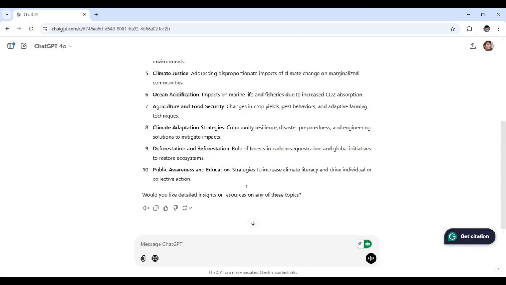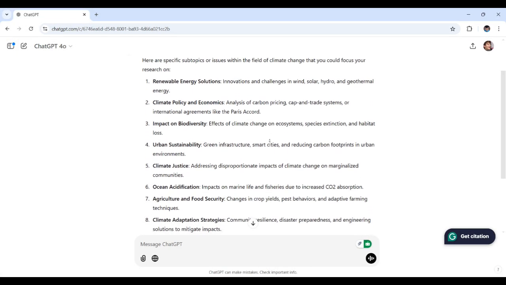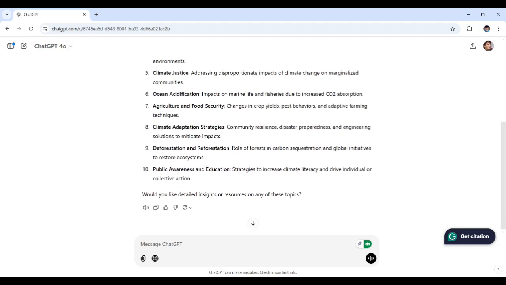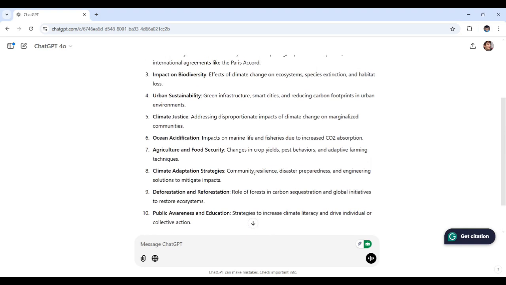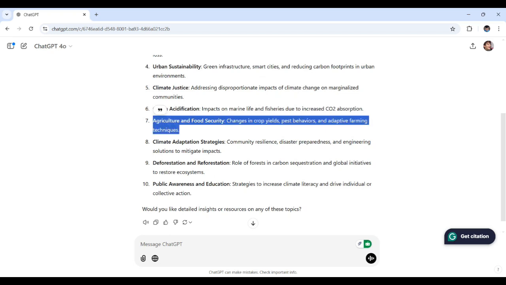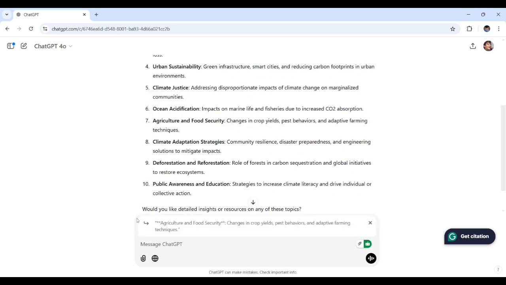Now that we have a few subtopics to work with, just as ChatGPT would recommend to us right here, it's time to narrow our focus to a specific research question. For this example, let's pick one of the suggestions from earlier. Let me go with this one, number 7, agriculture and food security. You can just highlight it, then click reply, to be more detailed in asking ChatGPT within a prompt to give better results. And yep, so this is where the magic happens.